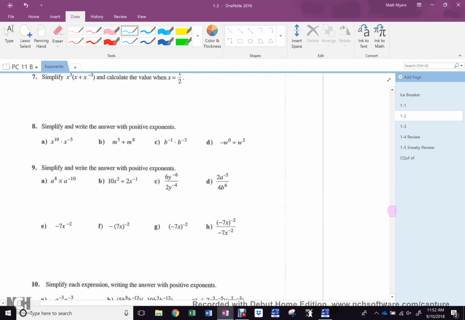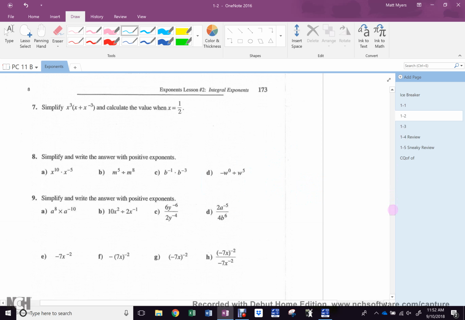Anything from page 8? Number 7. Simplify and then calculate. Well, I like to simplify first.